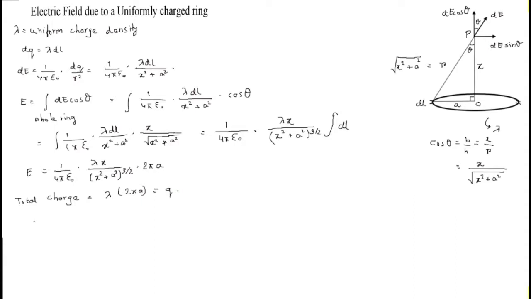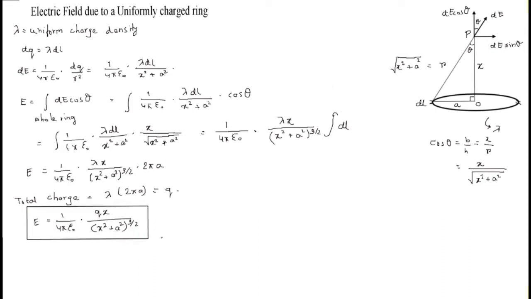So simplifying the expression, E is equal to 1 by 4 pi epsilon naught into lambda into 2 pi a, which becomes my q, so q into x divided by x square plus a square to the power 3 by 2. So this turns out to be my final formula, right? So I mark this part.